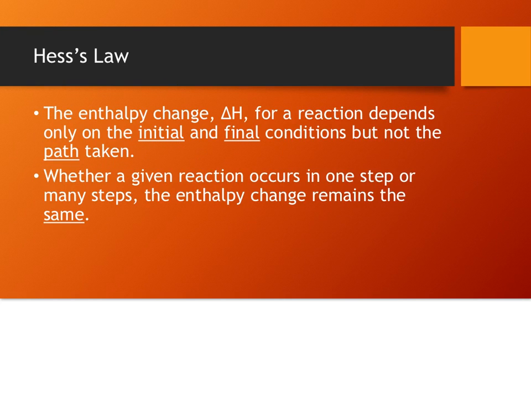So the enthalpy change for a reaction depends only on the initial and final conditions, not on how it was taken. Meaning, if I end up producing 20 joules in a reaction, that reaction may have 5 steps. And maybe in some steps it gains energy, some it requires, but it equals out to producing 20 joules of energy. I don't really care how I get there, I just know it will eventually produce 20. So whether it occurs in one step or many, my enthalpy change remains the same overall when I combine all those together. That is Hess's law.